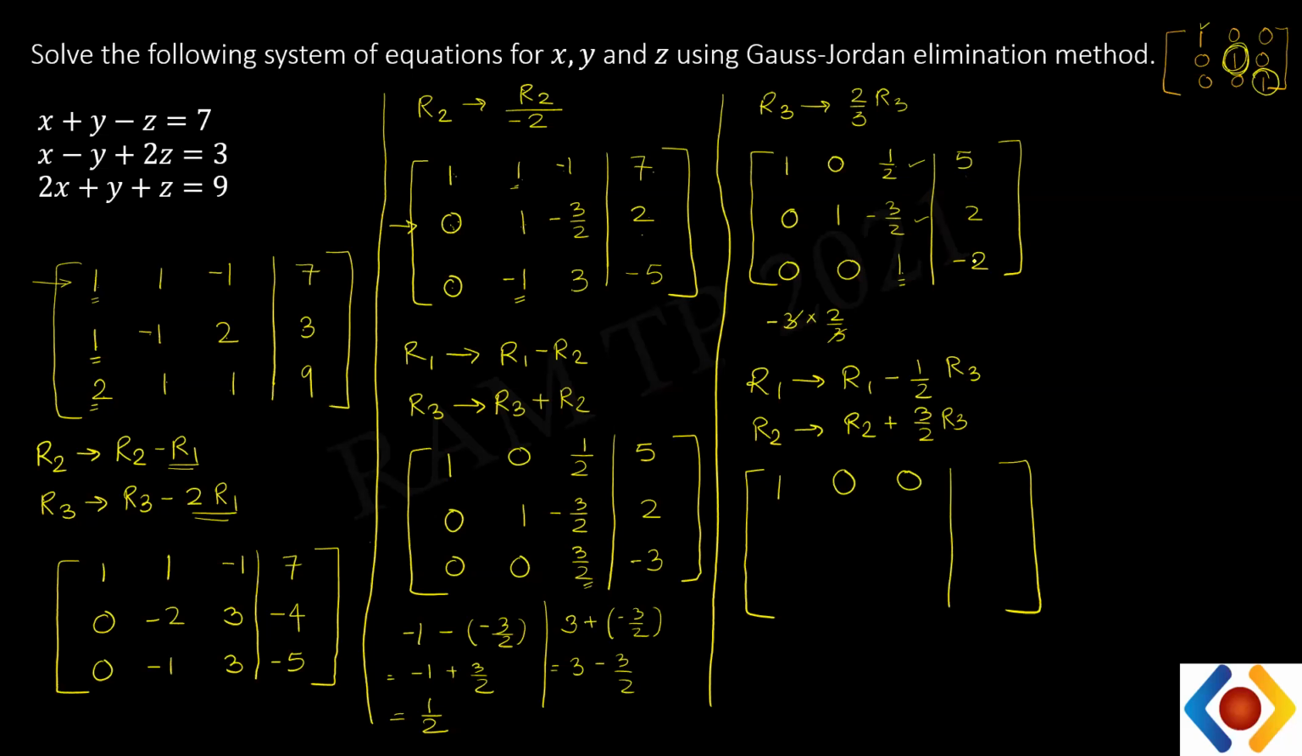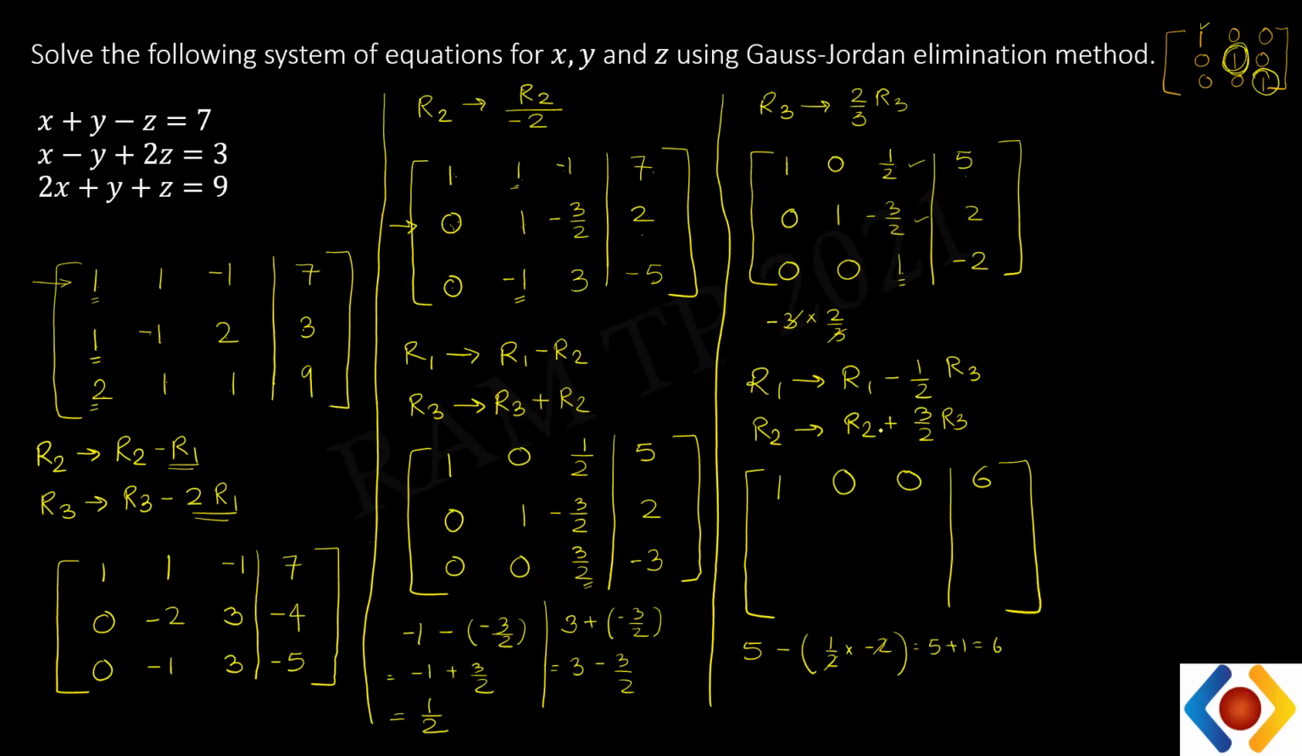5 minus half of minus 2. Let me write 5 down. 5 minus half times minus 2. So this will become minus 1 times minus, and minus will become plus. So can I say this will become 5 plus 1, 6? Agree? Yes, sir. Okay, this is 6. Fine.